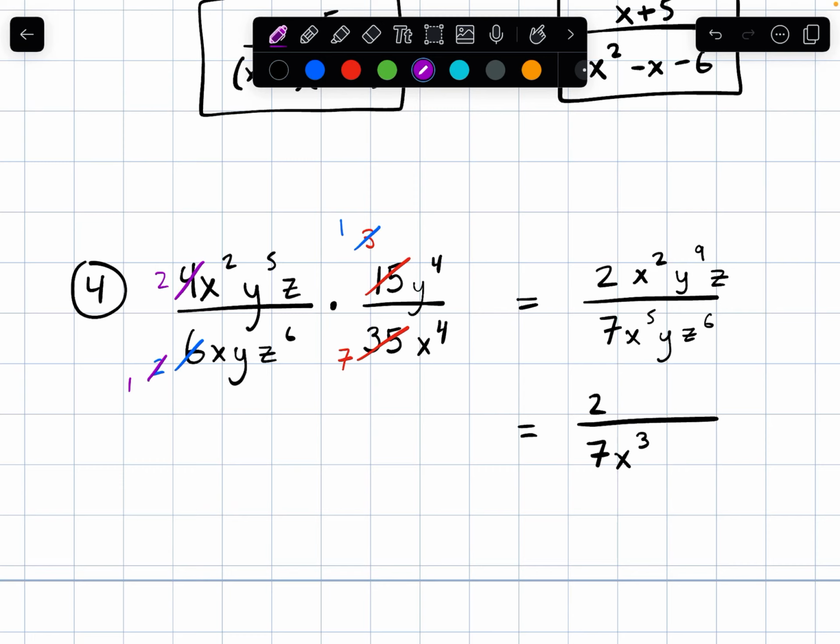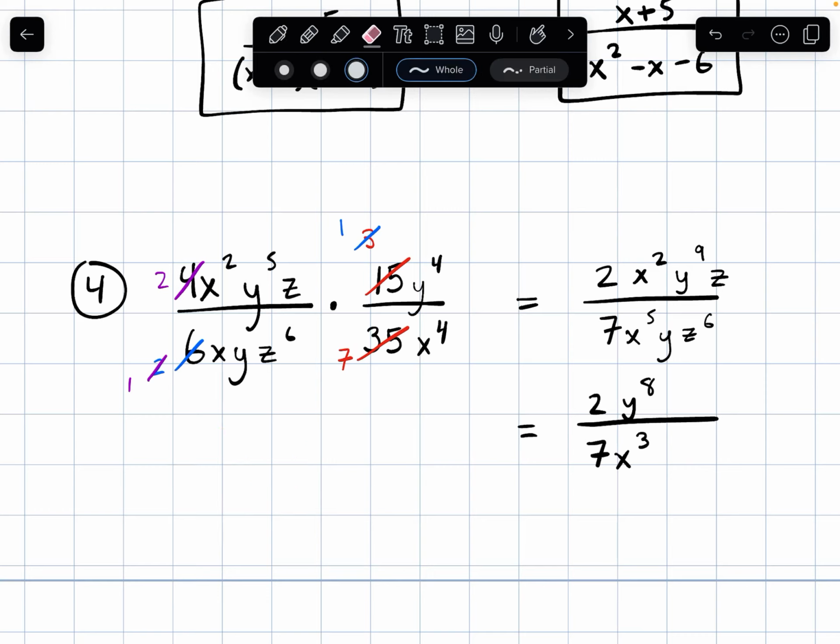And if I look at the letter y's, we can see that we've got y to the 9th over y. So that means I've got y to the 9th over y. If I subtract 9 minus 1, that's 8. And so that would give me y to the 8th in the numerator. So we've got y to the 8th up here.